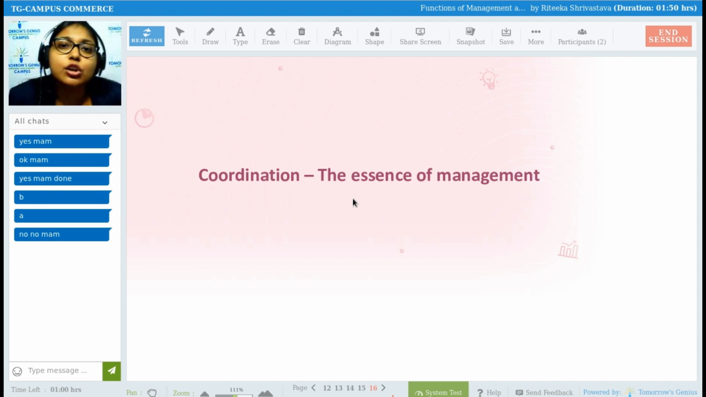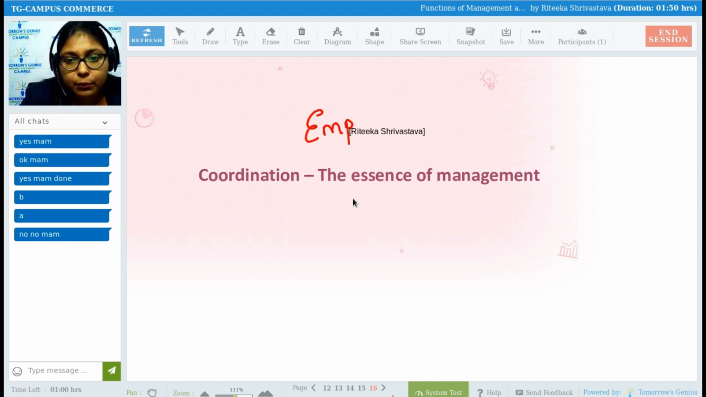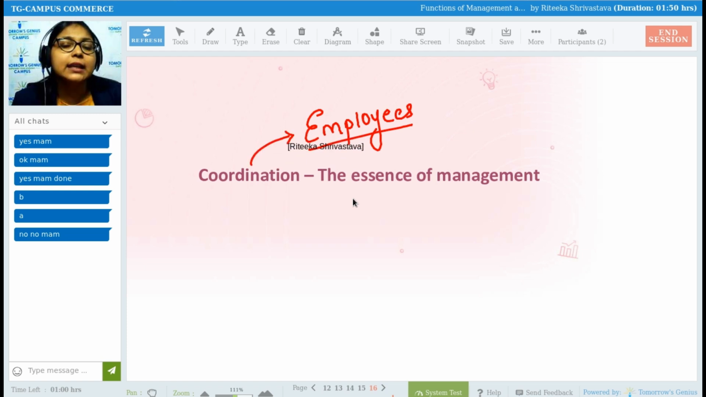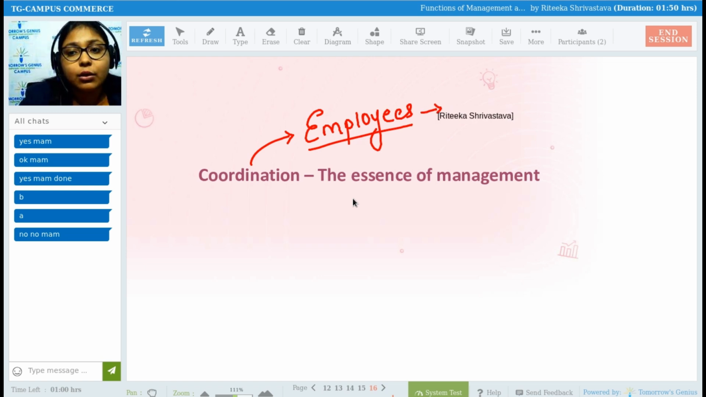So in an organization also, it is very important to maintain good coordination between all the employees who are working there. It is very important that all the employees coordinate with each other and have a good relation with each other.